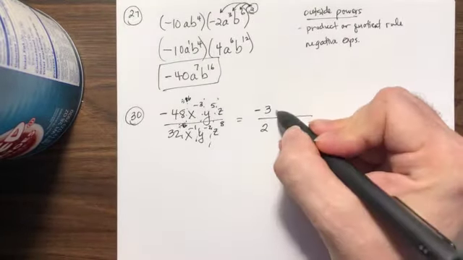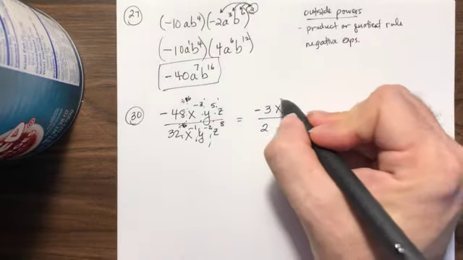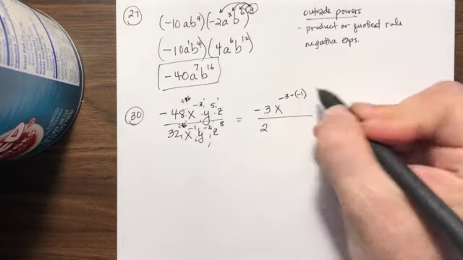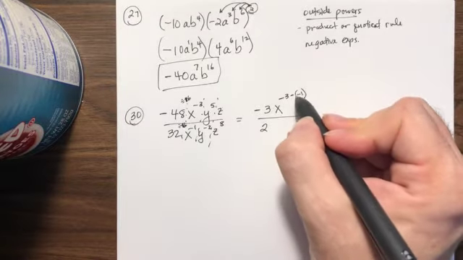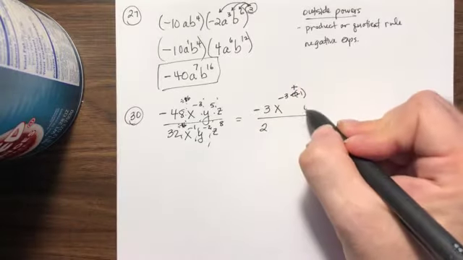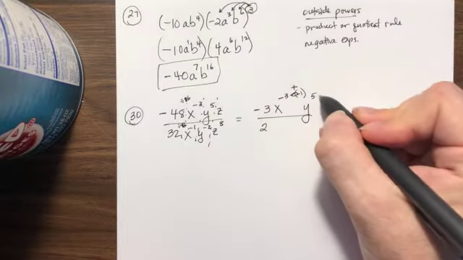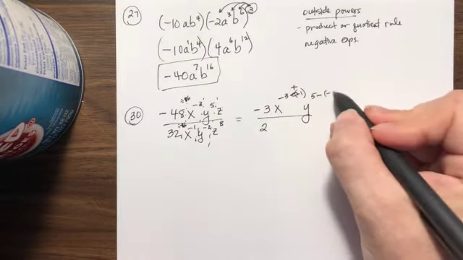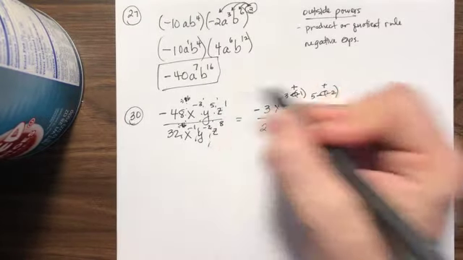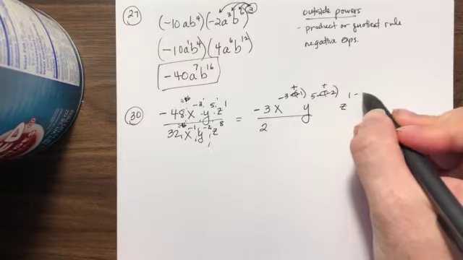Now for x, it's going to be negative 3, the top number, minus the bottom number. That means I'm going to have a minus minus going on, which is plus, right? For y, top number minus the bottom number. Again, negative 2 minus minus becomes plus. And then for this, you're going to say z to the 1 minus 8.